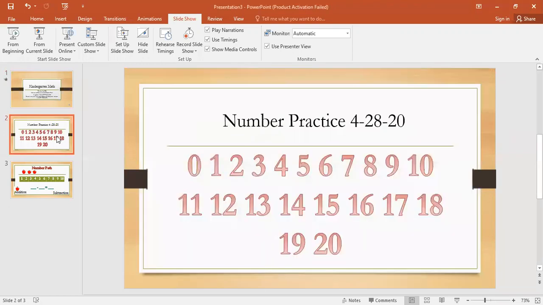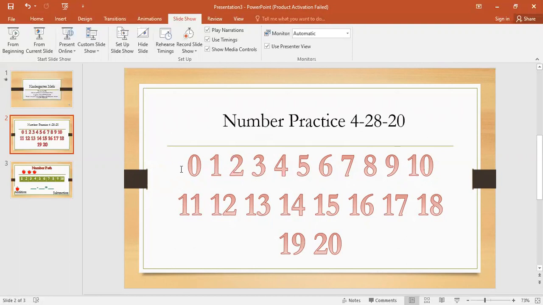So before we begin, we're going to do our number practice. So please open your composition book to your number practice page. And under the last entry, you will write our date for today, which is 4-28-20 for April 28th, 2020.